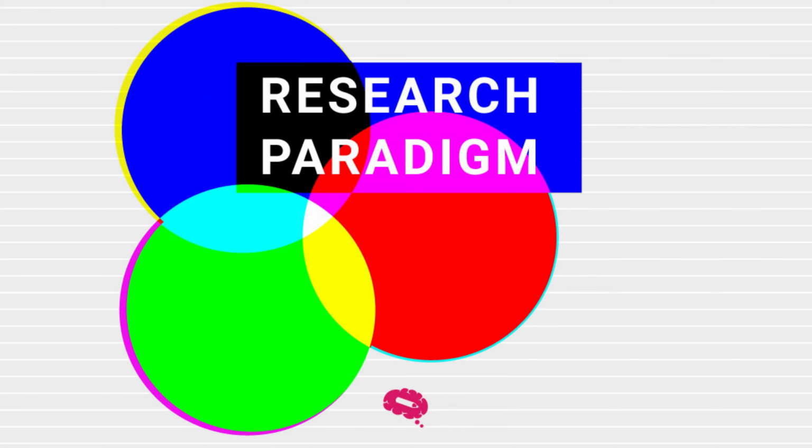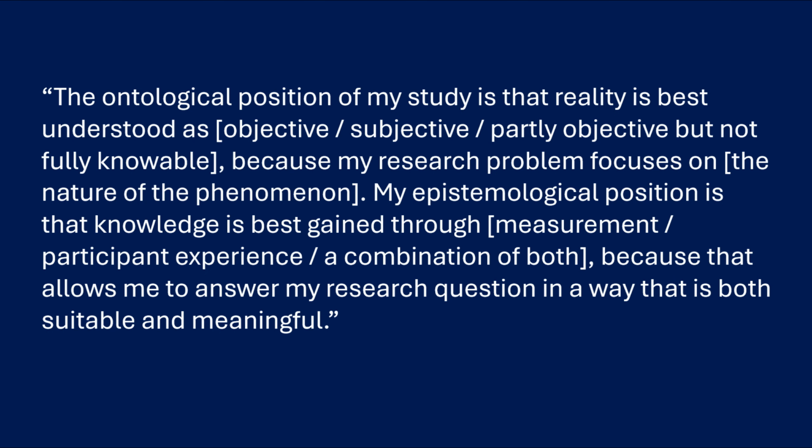You can say something like, the ontological position of my study is that reality is best understood as objective, or maybe you can say subjective, because my research problem focuses on, then you state the research problem, maybe the issues with these people or that. And you can also answer that my epistemological position is that knowledge is best gained through maybe participant experience, or you can say measurement, depending on what it is, or you can say a combination of both, because that allows me to answer my research question in a way that is both suitable and meaningful.